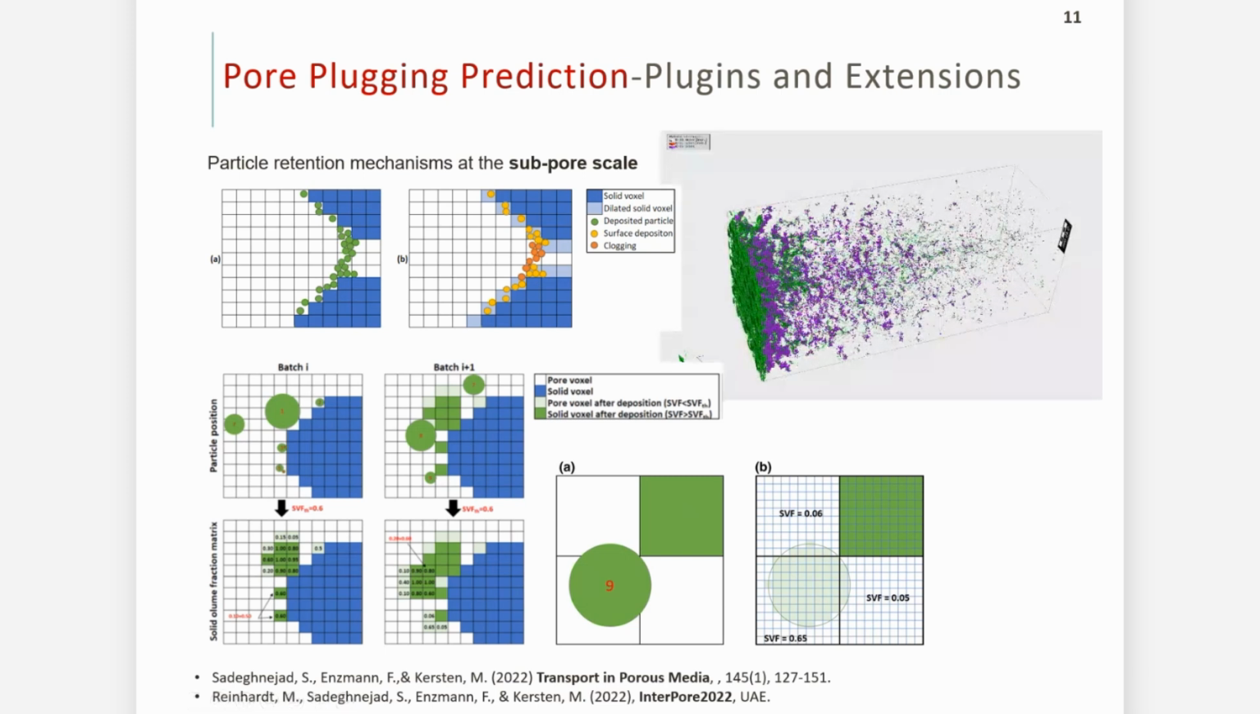The green ones are the flying particles, and the purple ones are the deposited particles. I haven't shown any solid phase structure inside this image. As you can see, the particles can fly inside the domain. And with the help of these plugins, we could publish several papers on the mechanisms of pore plugging when we have particles inside our flow.